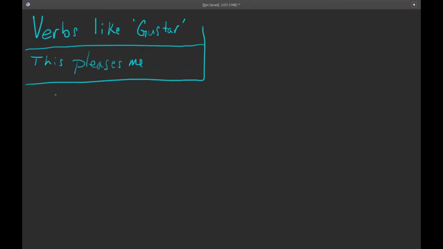This one is going to be titled Verbs like Gustar, with the subtitle, This Pleases Me. All right, verbs like gustar are a set of verbs in the Spanish language that, when they are used regularly in conversation, are constructed in the reverse order from what we use them in English. And that might be a little confusing to some people, so I'm going to put a couple sentences up here in English and Spanish so that we can compare and contrast the two of them.